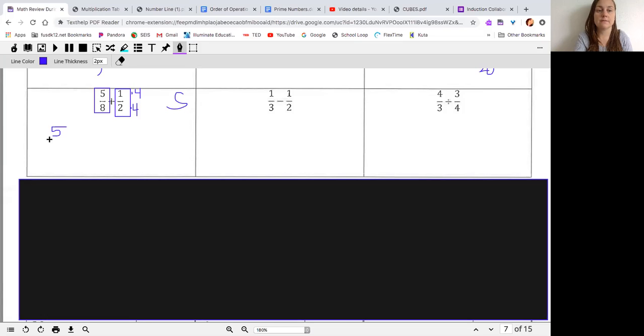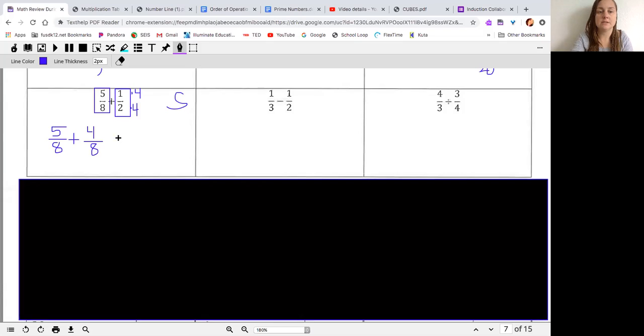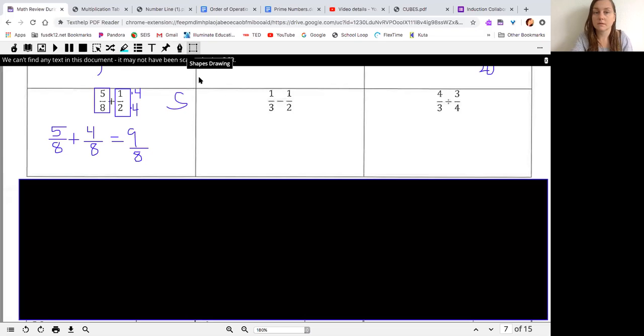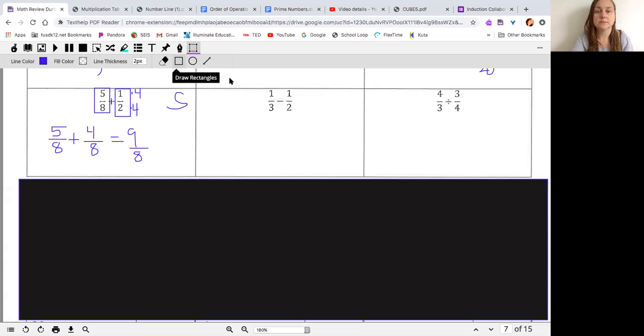So 5 over 8 plus 1 times 4 is 4. And 2 times 4 is 8. So now that the denominators are matching, I can move on to the next step. 5 plus 4 is 9. You can check it on your number line. 9 over 8. You can convert it to a mixed number. Okay, if you want to write 1 and 1/8, that's fine. On to the next one.